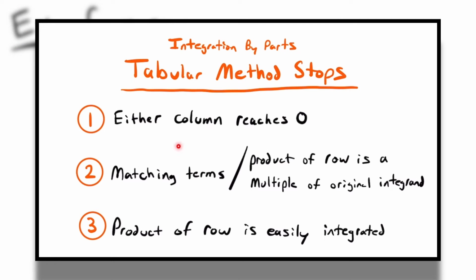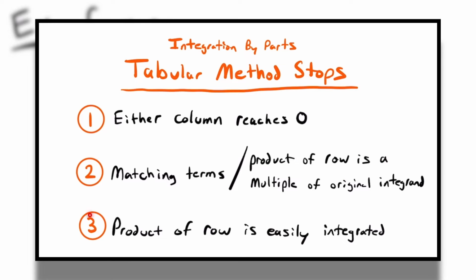And we will continue to do that until we meet some kind of requirement that tells us to stop. And so here are the three different indicators that will let us know when to stop adding rows to our table. The first stop is the simplest one. If either of our columns reaches the value of 0, then we know that we should stop filling in those terms, and then we can set up the solution to our integral. The second stop is if you notice that you have matching terms, meaning that the product of the terms in a row is a multiple of the original integrand. And we will see an example of that if that doesn't quite make sense yet.